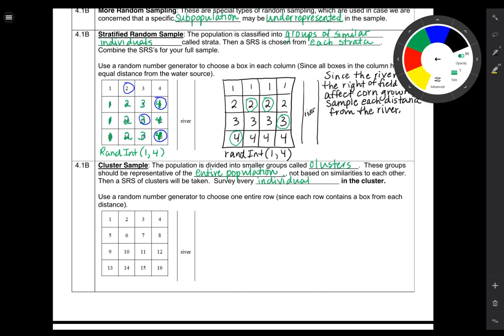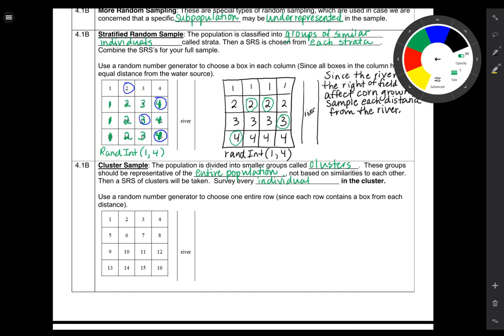So you basically start with a heterogeneous group, and then you randomly select a group, and then you use the whole group. So in our case, a heterogeneous group would be the freshman, sophomore, junior, senior, all in that one cluster. You randomly select one of those 10 clusters, and then you survey everyone in that cluster.